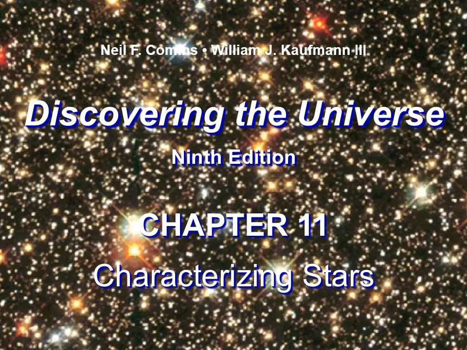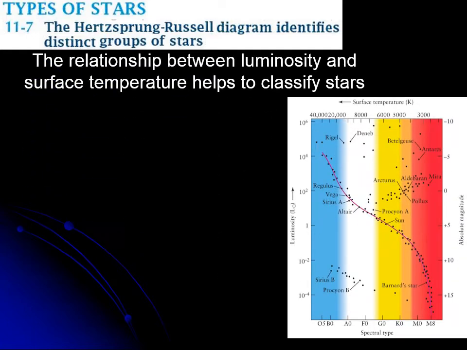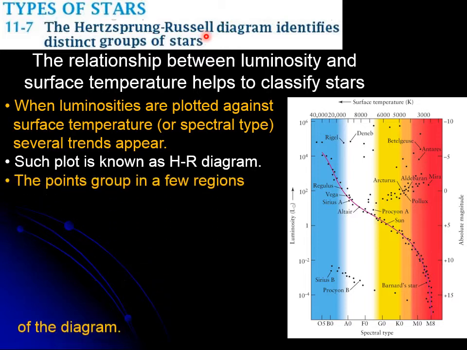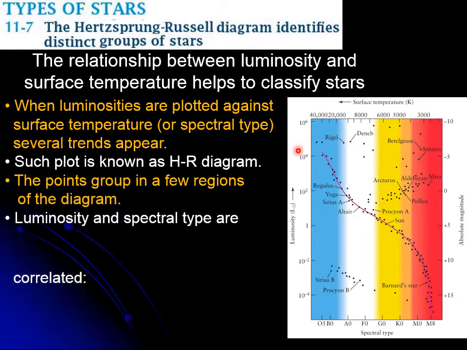This video will deal with sections 11.7, 8, and 9, and we continue characterizing the stars. In section 7, we're going to be using a diagram that was introduced by Hertzsprung and Russell to relate luminosity and spectral type.